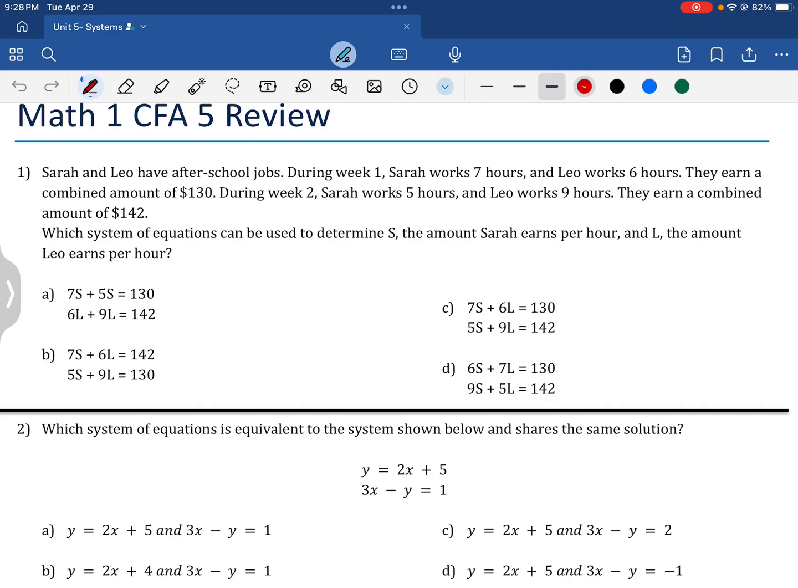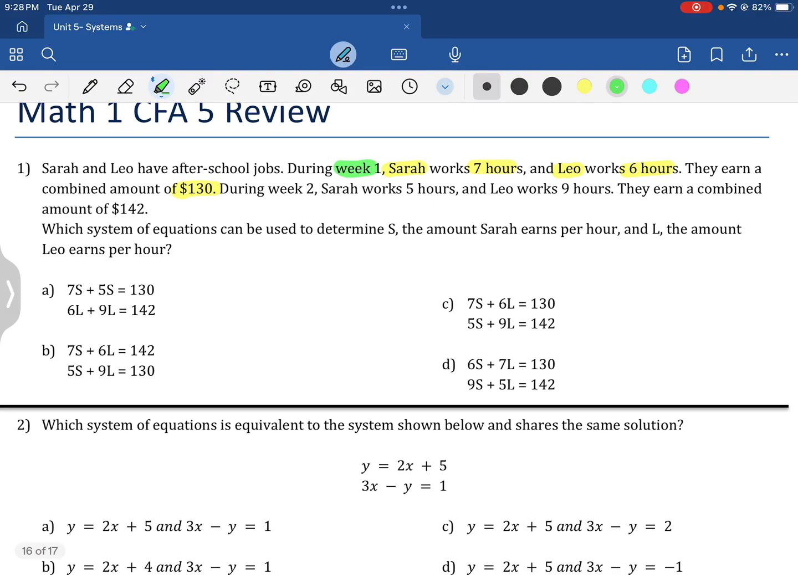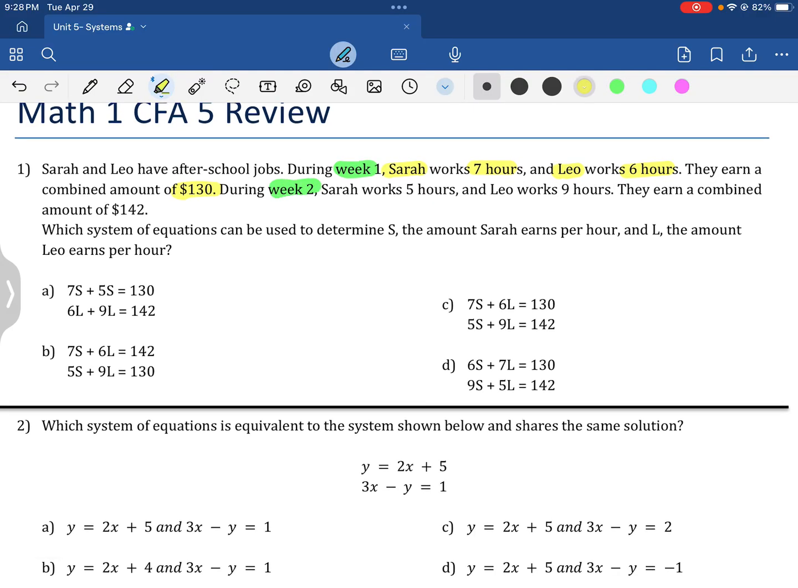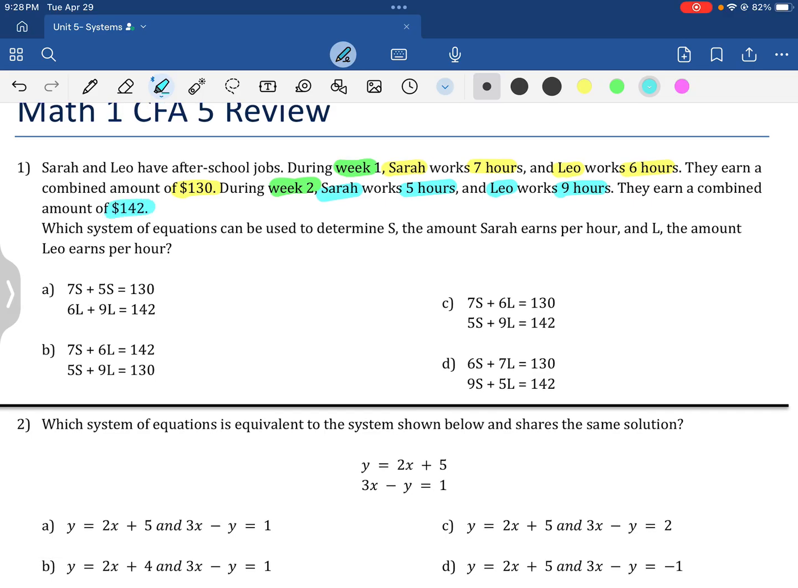Number 1 says Sarah and Leo have after-school jobs. During week 1, Sarah worked 7 hours, and Leo worked 6 hours. They earn a combined amount of $130. During week 2, Sarah works 5 hours, and Leo works 9 hours. They earned a combined amount of $142. Which system of equations can be used to determine S, the amount Sarah earns per hour, and L, the amount Leo earns per hour?